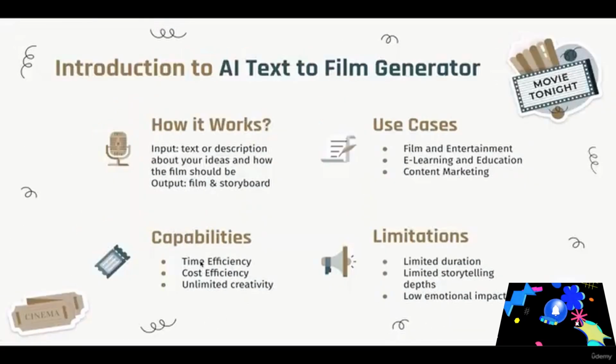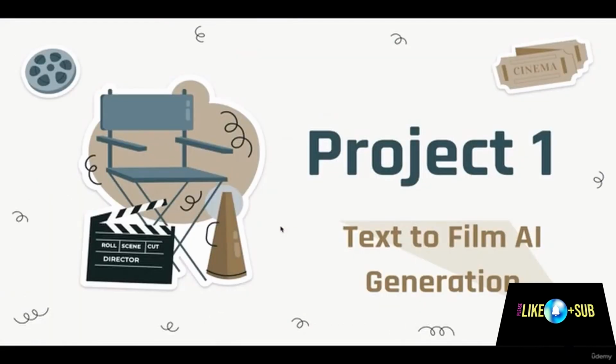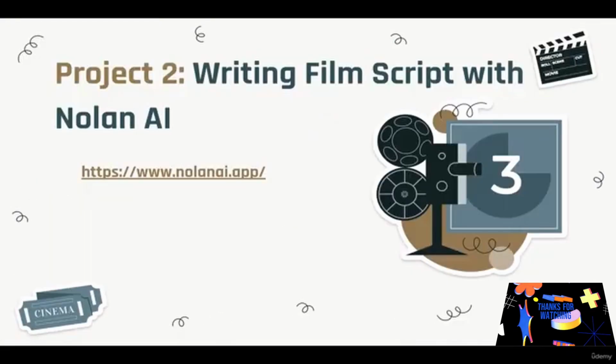Those are Storyboard.that and Croc.io. The concept is very similar to the previous tools that we used. All you need to do is type in what you want. Just describe what you want, then click generate, and AI will automatically generate the storyboard you want. That's how it works. Very easy, very straightforward process.